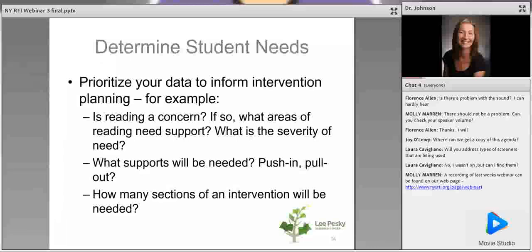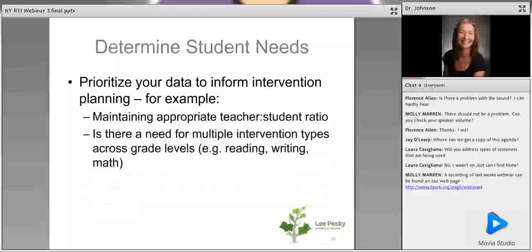How many sections of an intervention am I going to need? Again, this is an idealistic scenario, but for interventions to be effective, the guidelines for secondary schools are to have anywhere from 8 to 12 students. We've seen intervention periods that are actually, in some cases, larger than the general education classroom. Obviously, what that does is water down the intensity of the intervention and make it a lot less effective.